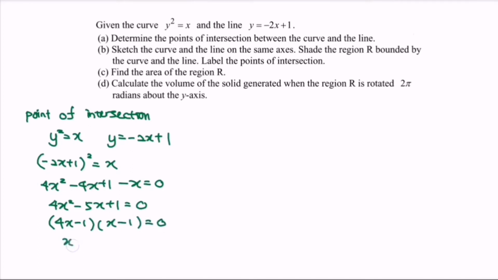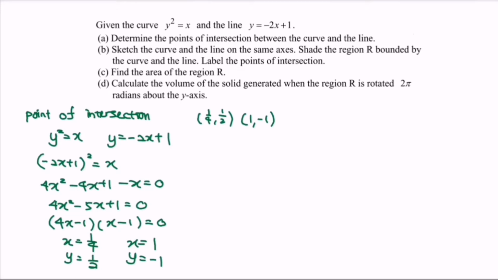Finally, we have x equals 1 over 4, x equals 1. Kindly substitute the value into either equation. When we substitute x equals 1 over 4, y will be 1 over 2. Same goes for x equals 1, y will be negative 1. Then we have the points of intersection: (1 over 4, 1 over 2) and (1, negative 1).